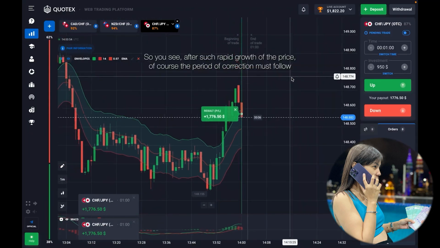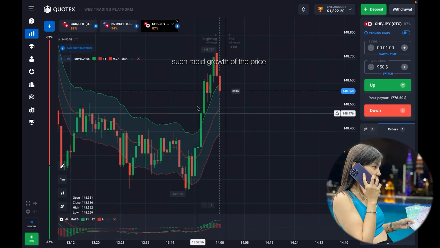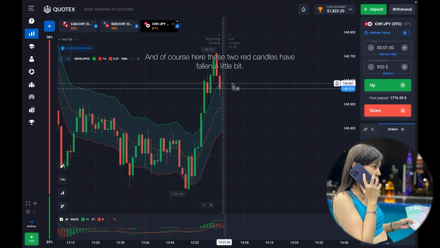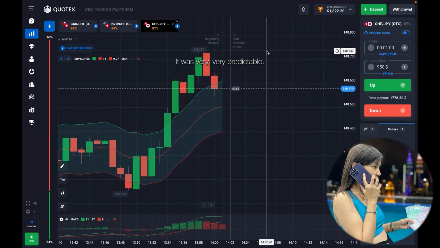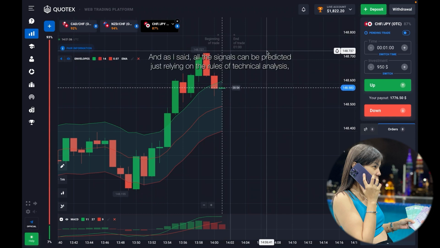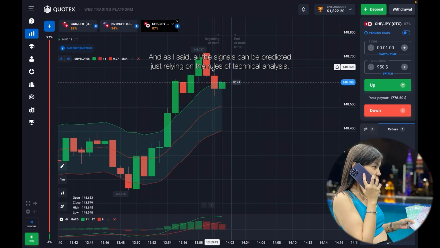Amazing deal, guys. You see, after such a rapid growth of the price, of course, the period of correction must follow. And of course, here these two red candles have fallen a little bit, and it was very predictable. And as I said, all the signals can be predicted just relying on the rules of technical analysis.